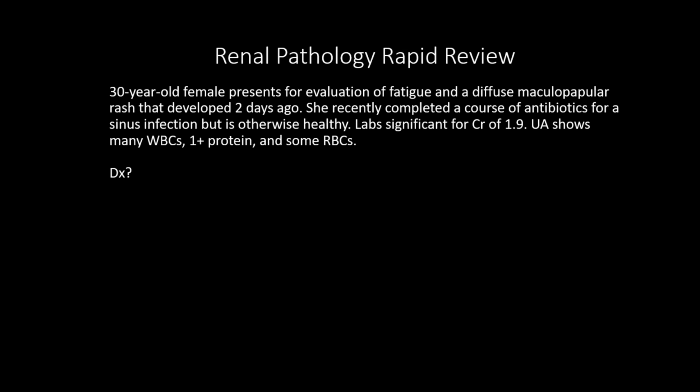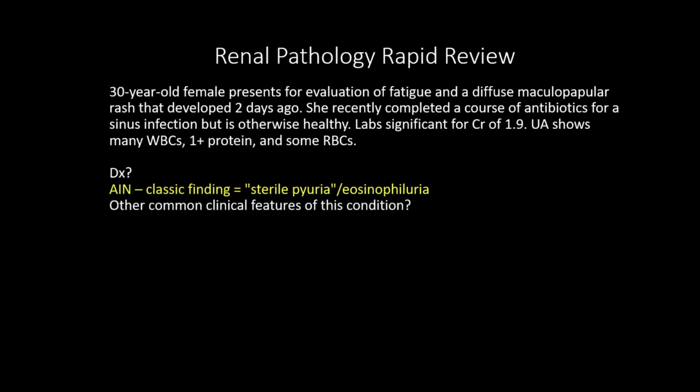Yeah, very good. So the classic finding on that UA, we have a lot of white blood cells, but no infectious markers. That's what we would call sterile pyuria. The other high yield thing, if they do it on the UA for you, will be eosinophils in the urine. If you have eosinophils in the urine, very likely this is AIN, and that's what they're going for. Basically, an allergic reaction to these medications causing an interstitial pathology in the kidney.